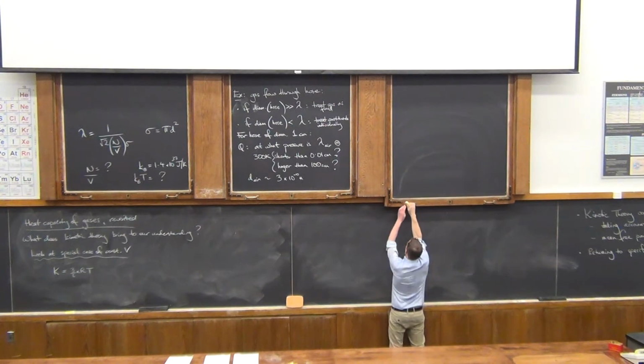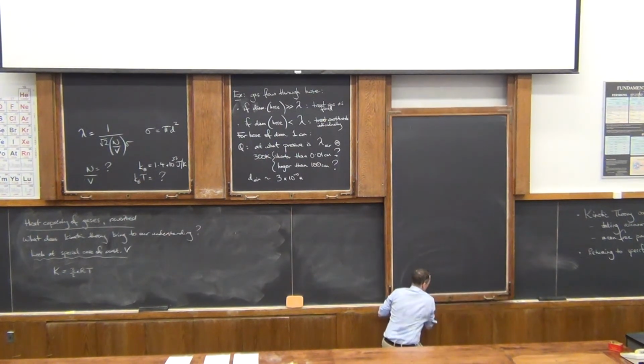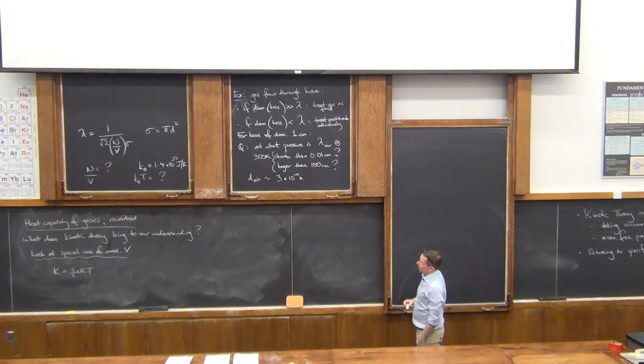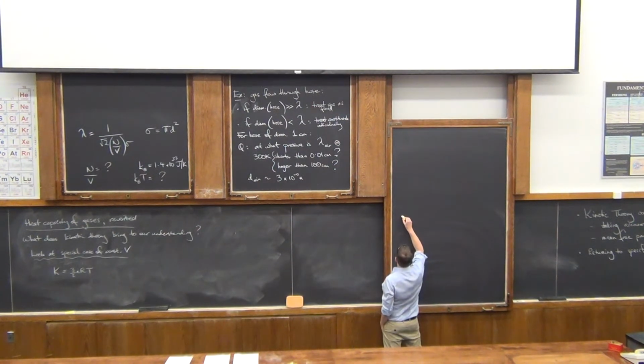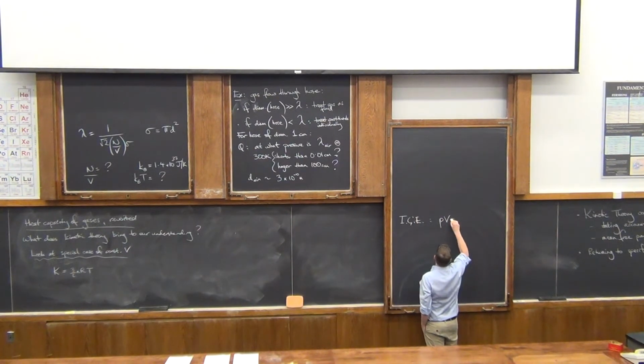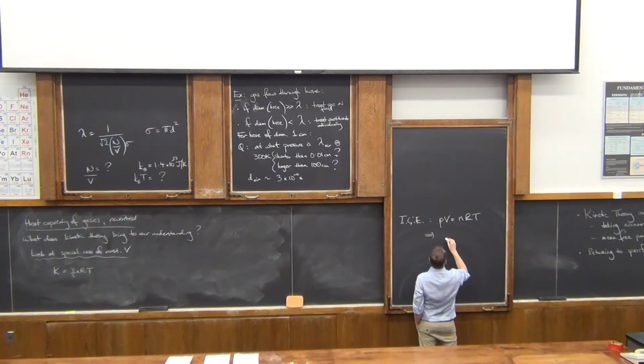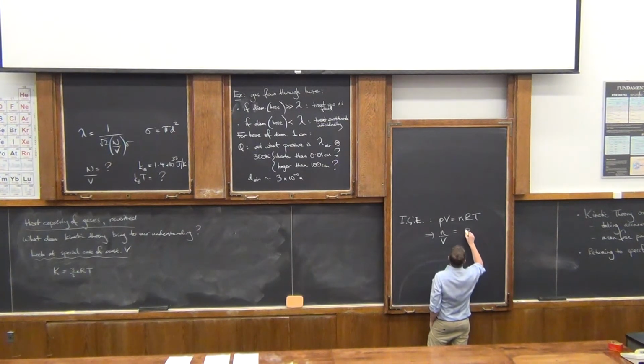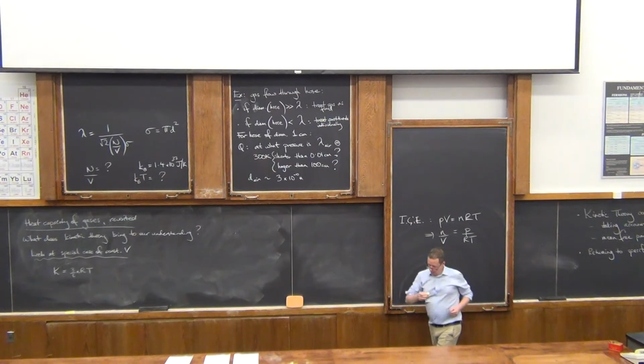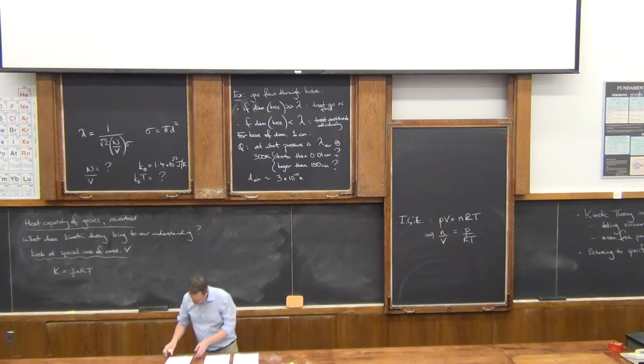Okay. Right. So obviously we need to recast this in terms of things that we know. So what do we know? Ideal gas equation. Okay. PV equals NRT. So I can presumably write this as N over V equals P over RT. So that's, I think, what you said.